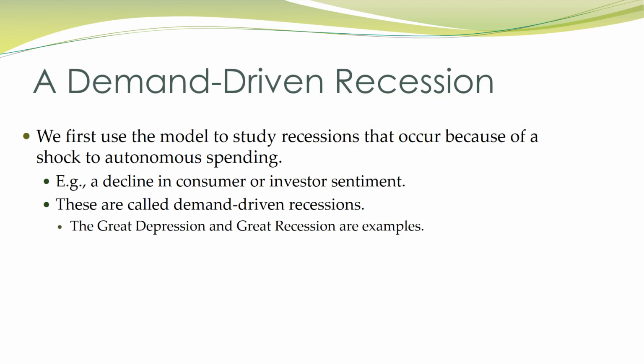We now know enough about the ADAS model to begin studying business cycles. We start with a recession that is caused by a decline in autonomous spending. For instance, the bursting of an asset bubble may cause a decline in consumer sentiment or in firms' planned investment. This is called a demand-driven recession. It's widely believed that the Great Depression and Great Recession both began in this way.